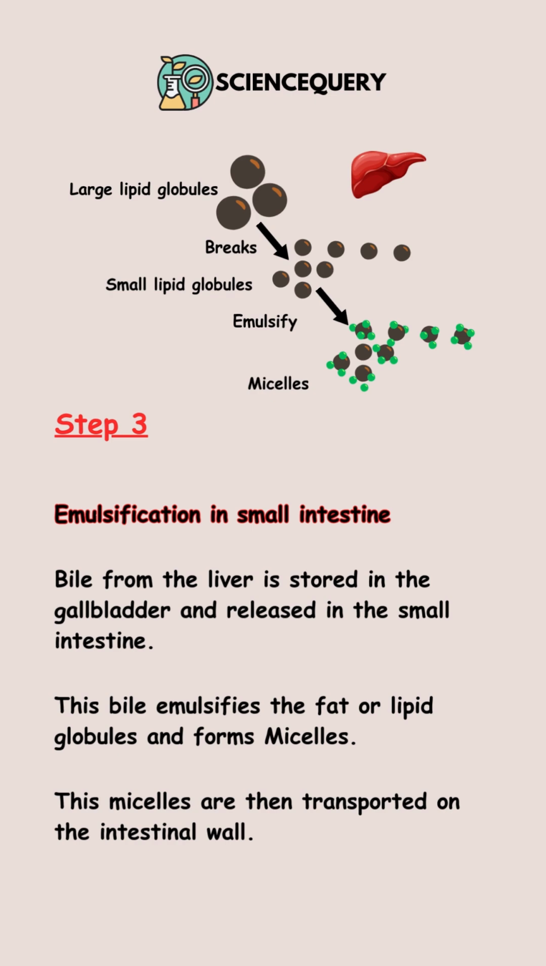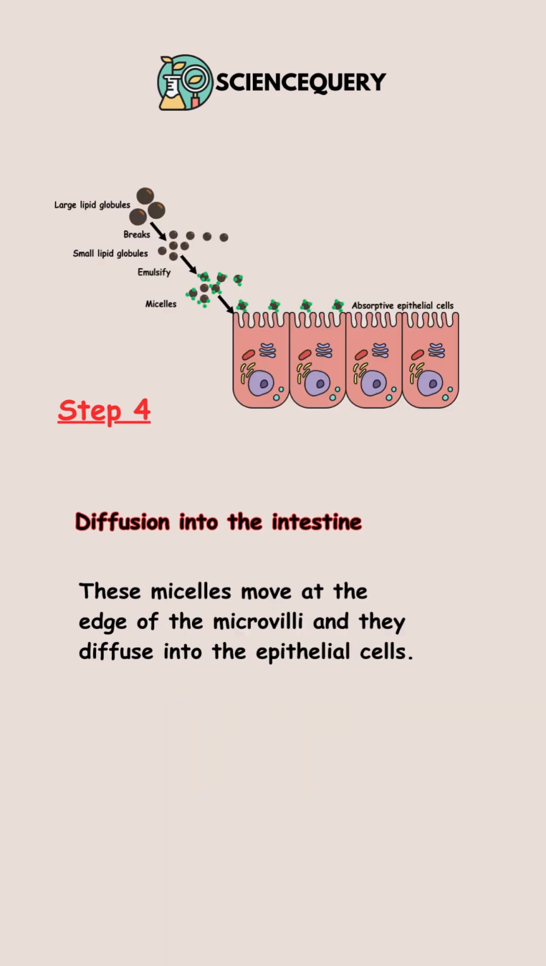Step number three, emulsification in the small intestine. Bile from the liver is stored in the gallbladder and released in the small intestine. This bile emulsifies the fat or lipid globules and forms micelles. These micelles are then transported to the intestinal wall.